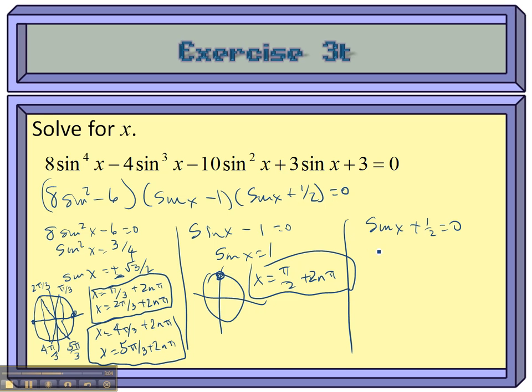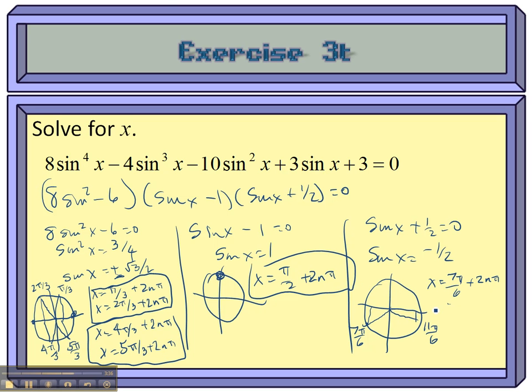Subtract the 1/2 over. Sine x equals negative 1/2. Now we want our y-coordinate to be negative 1/2. Not in quadrant 1 or quadrant 2. It's down here in quadrant 3. That is at 7 pi over 6. And we'll have another one over here at 11 pi over 6. So x equals 7 pi over 6 plus the period, and 11 pi over 6 plus the period.